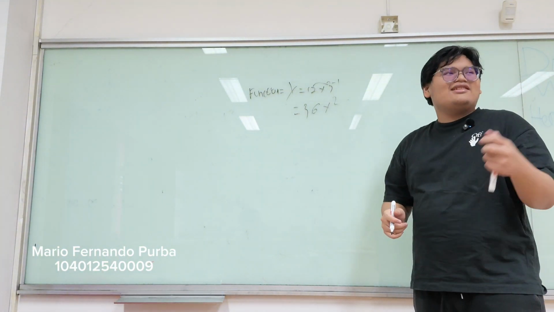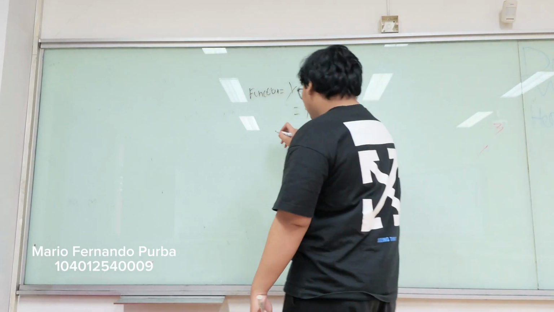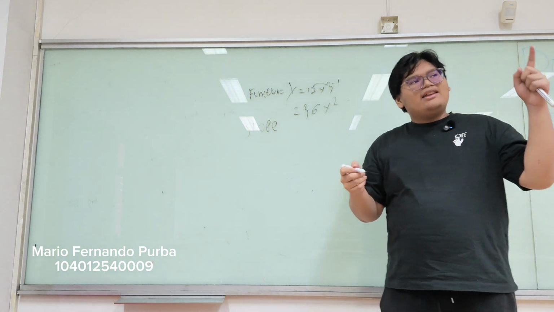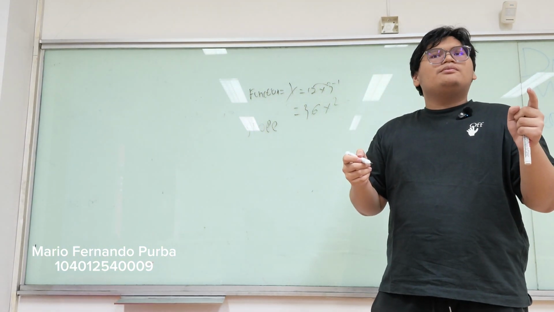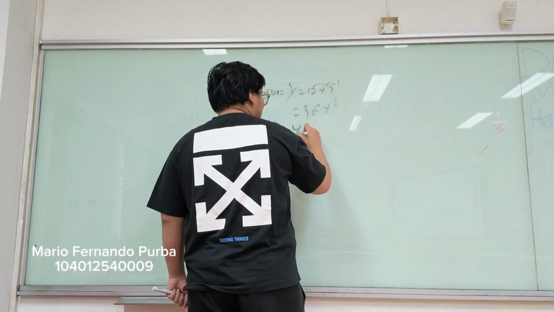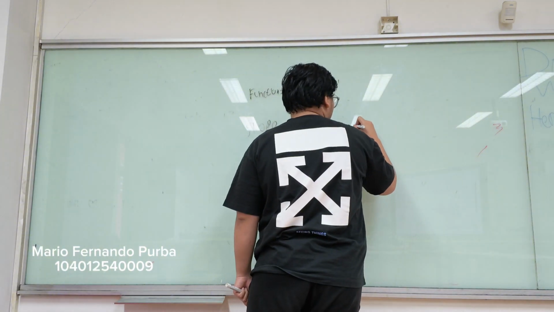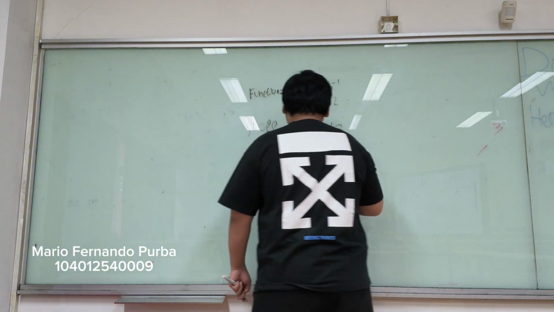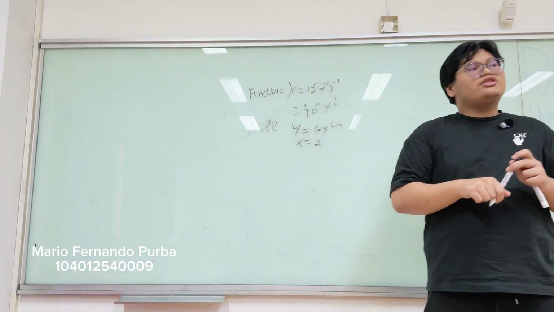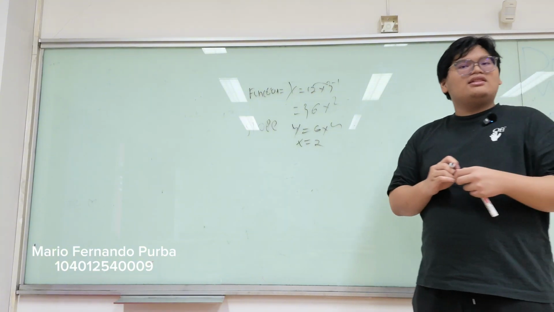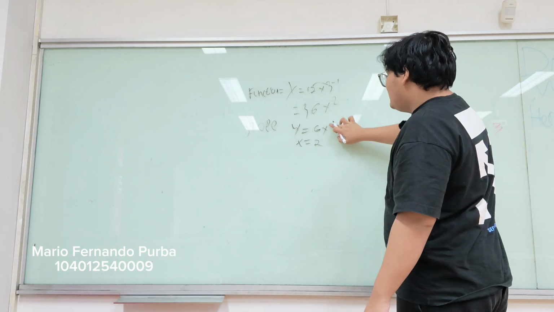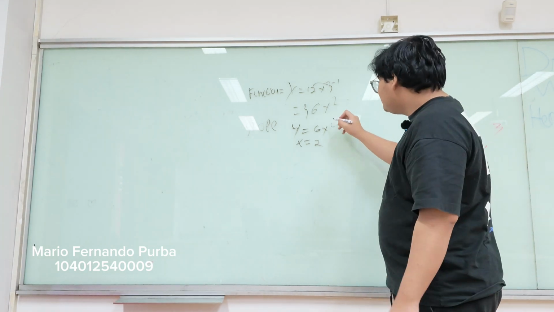For the second question, let me just write it first. The slope of y equals 6x to the power of 4 when x is 2. So this is the question, right? What do we do? First off, we're going to do the derivative. How do you do it again, guys? This is for x. My bad for the bad writing.